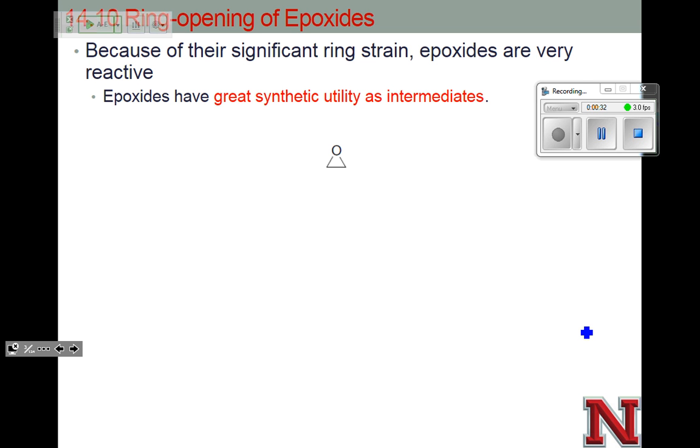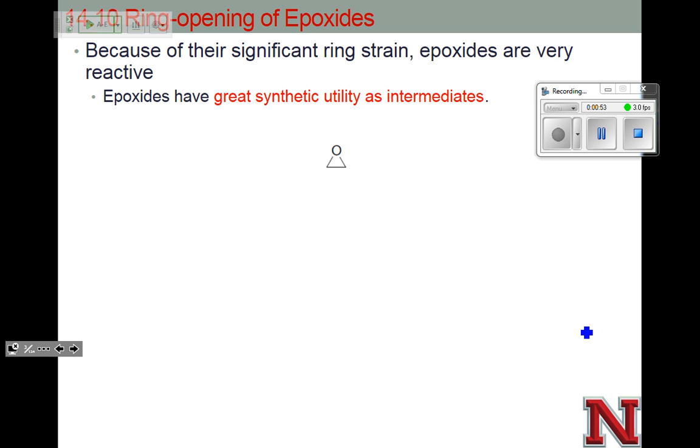So now we're going to talk about their reactivity, and we've already seen the reactivity a little bit, because we've looked at using epoxides to form our anti-dihydroxylation, where we have a nucleophile, and our nucleophile is our water. So we're going to look at that more closely.